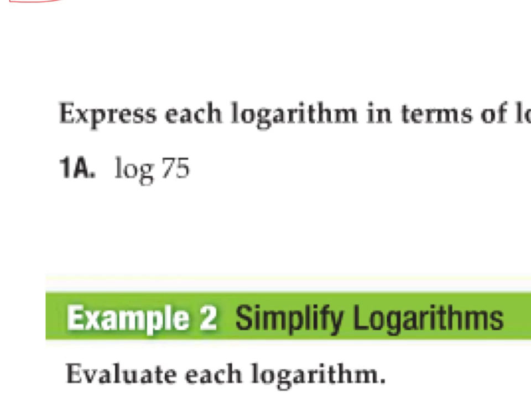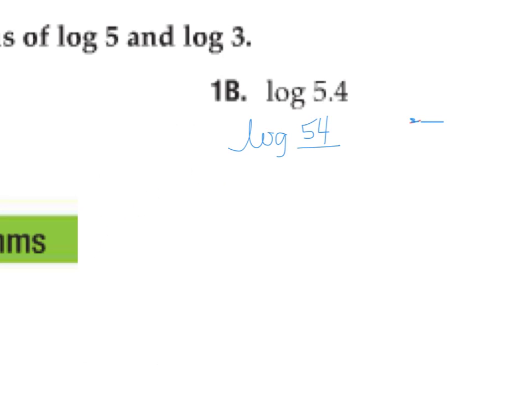Well, 75 is 3 times 25, and 25 can be written with a base of 5. So I'm going to have the log of 3 times 25, which is 5 squared. Now there's my 3 and my 5. So a product can be written as a sum. Log 3.